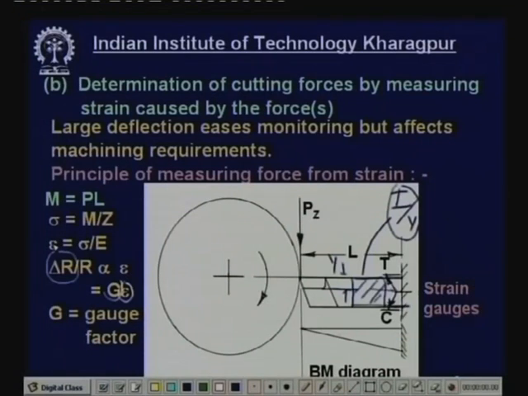Now what we find from here is that delta R, the change in electrical resistance in the strain gauge, is proportional to strain. Strain is proportional to stress. Stress is proportional to bending moment, and bending moment is proportional to the force Pz. So ultimately, this change in resistance in the strain gauge is proportional to the force Pz. If we can find the constant of proportionality between Pz and delta R, we can easily measure Pz from the change in resistance. Now the change in resistance is also very small. It has to be measured accurately by another electrical method.